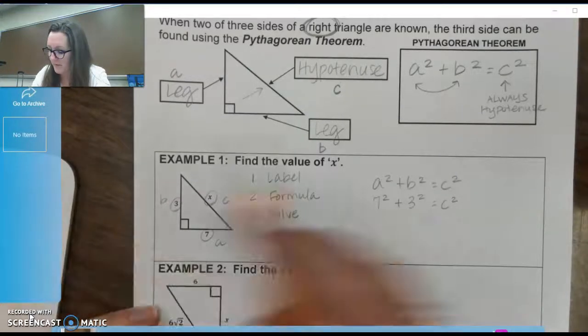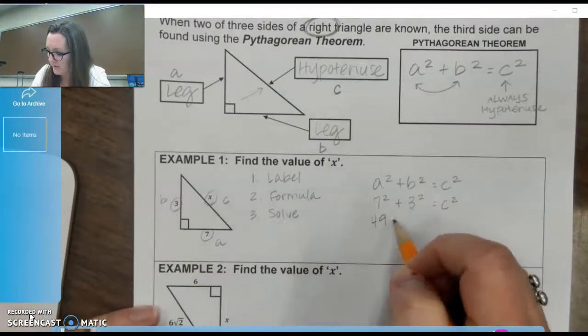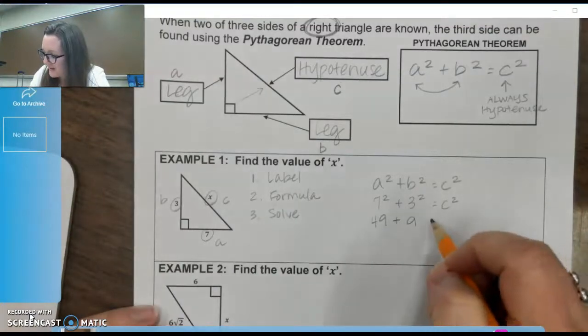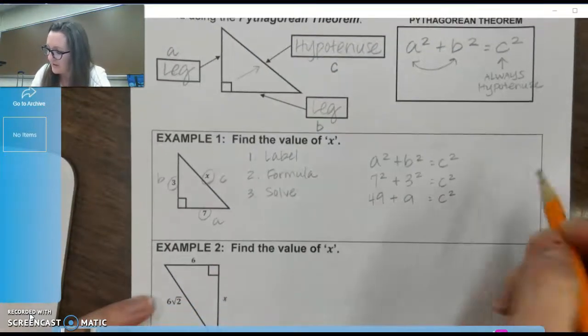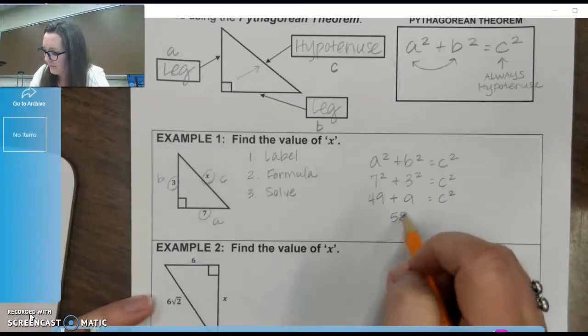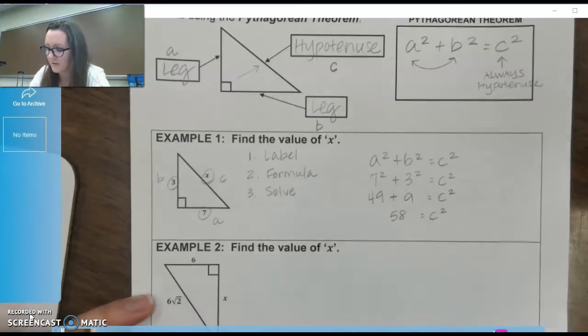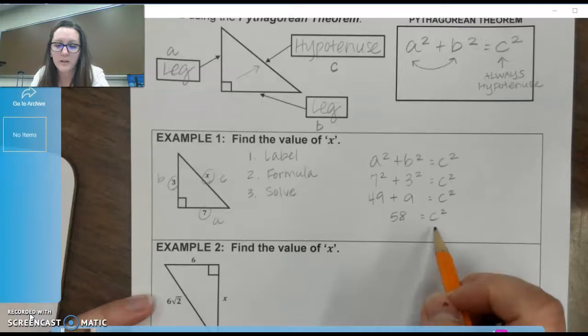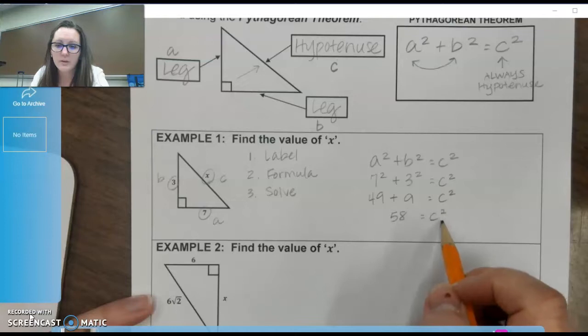So now we'll solve. 7 squared is 49. If you did the squares and roots practice from the warm-up, you should know these automatically. 3 squared is 9, and C squared. 49 plus 9 here is 58, equals C squared. And whenever we're solving equations, we always want to do the opposite operation. So I want to know what the opposite operation of squaring something is.